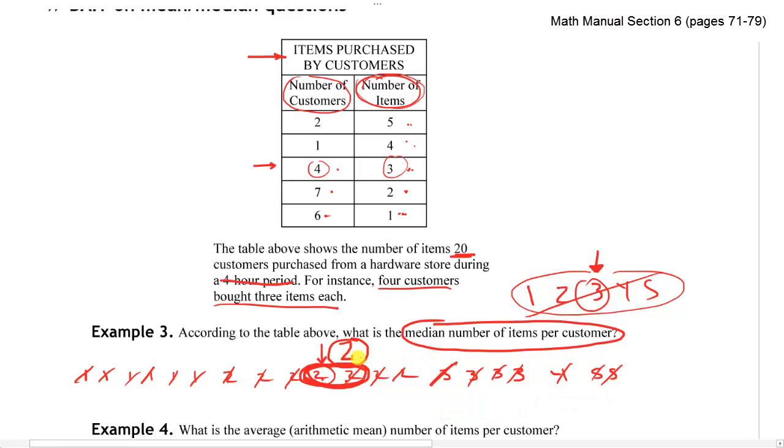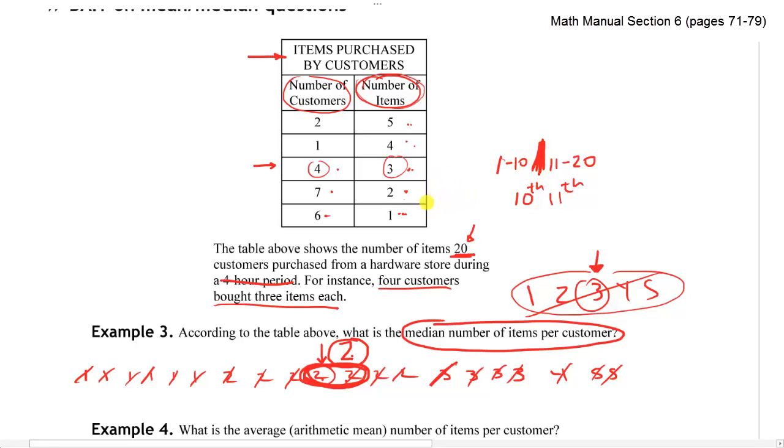So the slightly shorter way of doing this is to look at how many items you have in total. We have 20 numbers in total, and that means that our median is going to fall between the 10th and 11th number. It's going to be the average of the 10th and 11th number, because there's going to be 10 numbers over here, our first through our 10th number. Then we're going to have our 11th through our 20th number. So the median is going to fall right here between our 10th and 11th number.